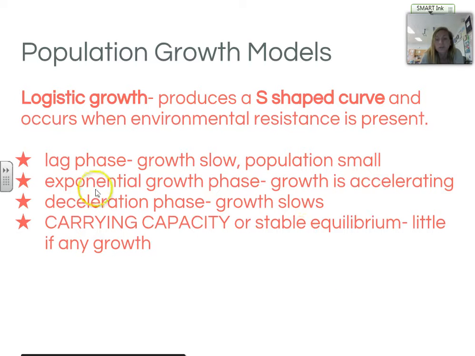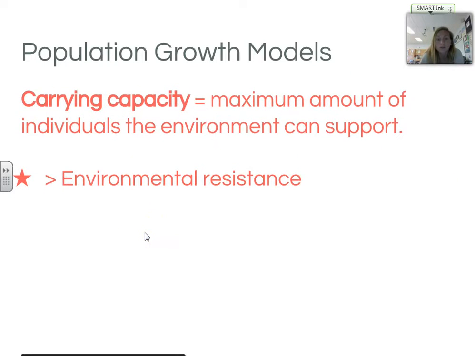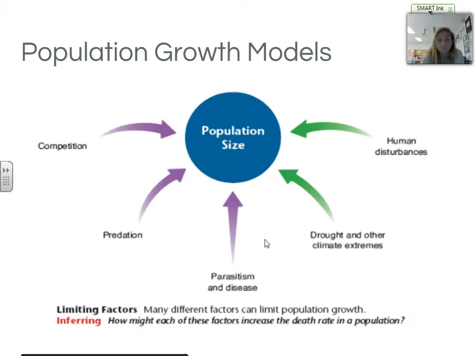And then there's a small deceleration phase, and this is just slow growth where resistance is starting to pick up, and at that point we have a stable equilibrium. There's little to any growth. Maintenance is basically being done, and we reach something we call carrying capacity. Now, carrying capacity is the maximum amount of individuals the environment can support, and at this point we should have our greatest environmental resistance being applied.